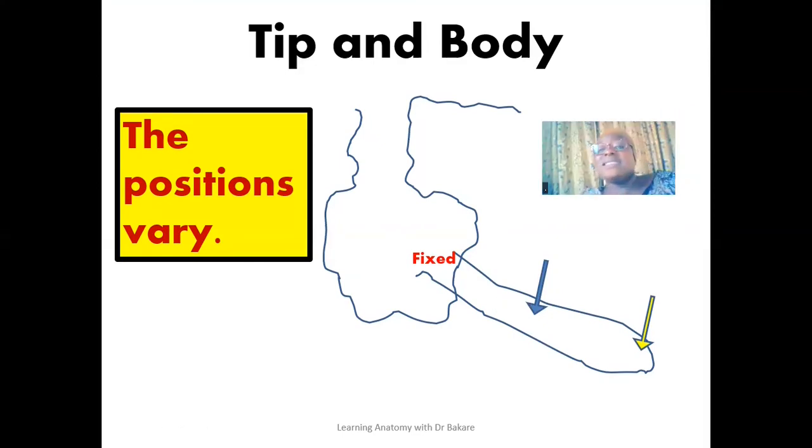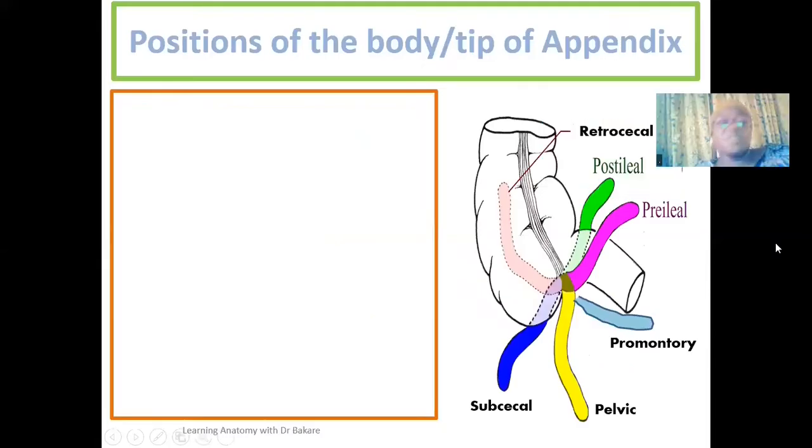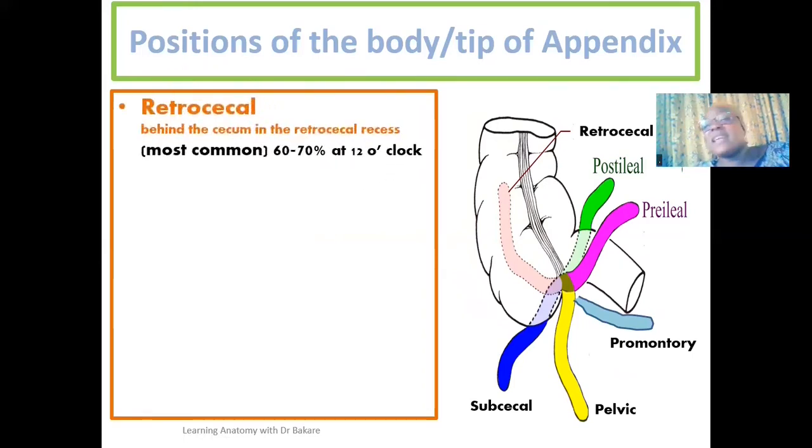This will take us to the next slide, where we would establish the different positions that the body and the tip of the appendix can assume depending on individuals. So this slide will explain the different positions that the body and the tip of the appendix can take around the cecum. So the first one is the retrocecal appendix.